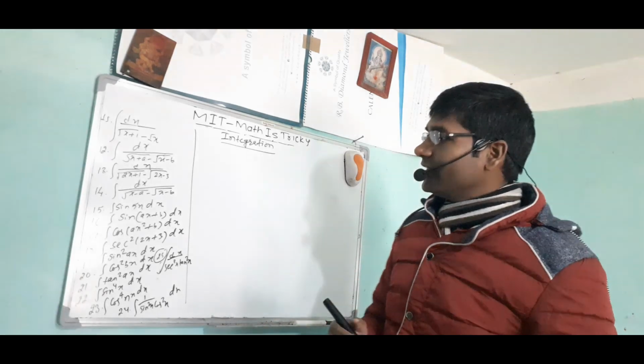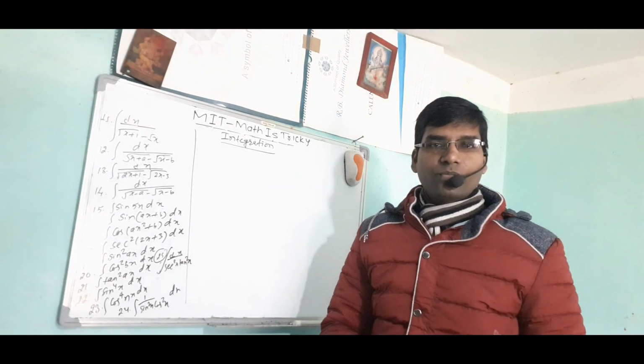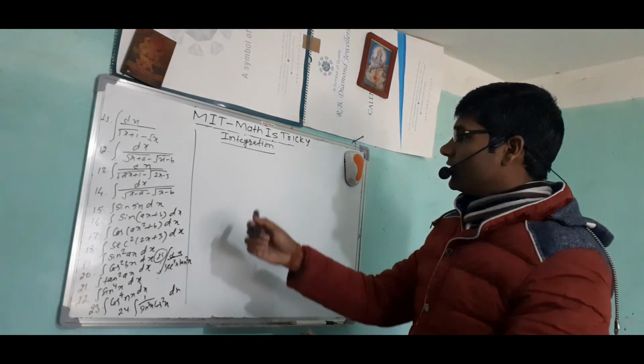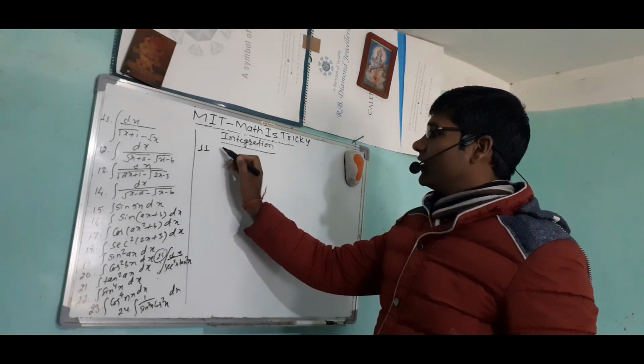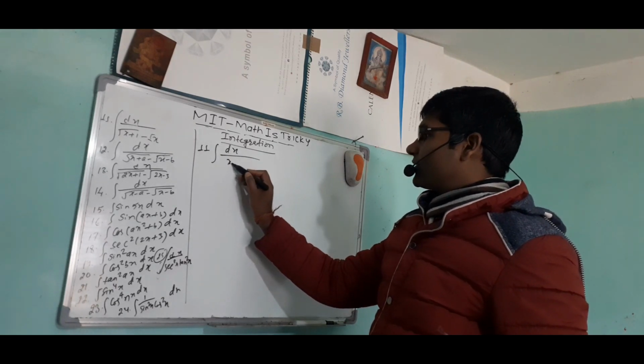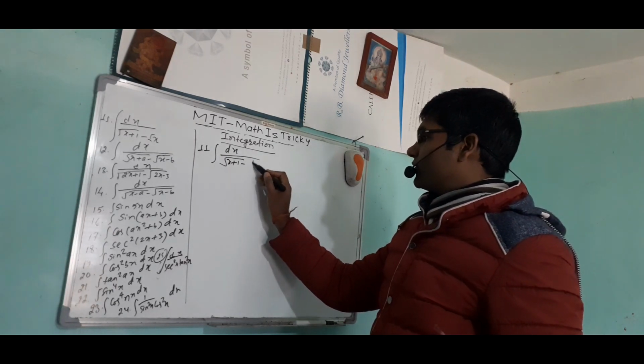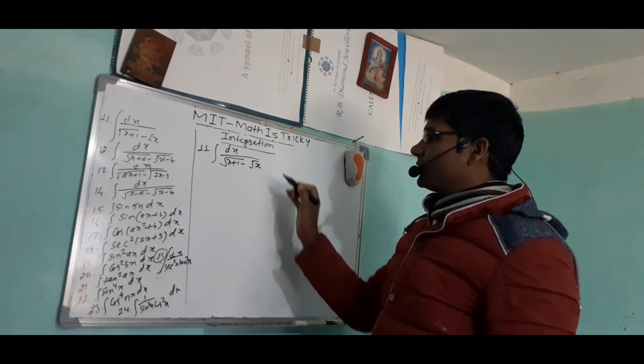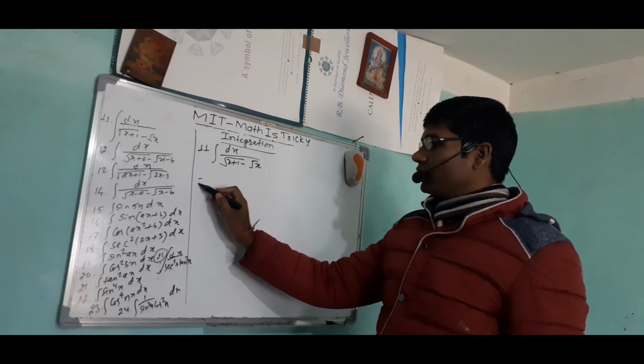Okay, so let me solve the problems for you. Question number 11. The first question is here, integral of dx by square root of x plus 1 minus square root of x. It's very simple. So how do we solve this?